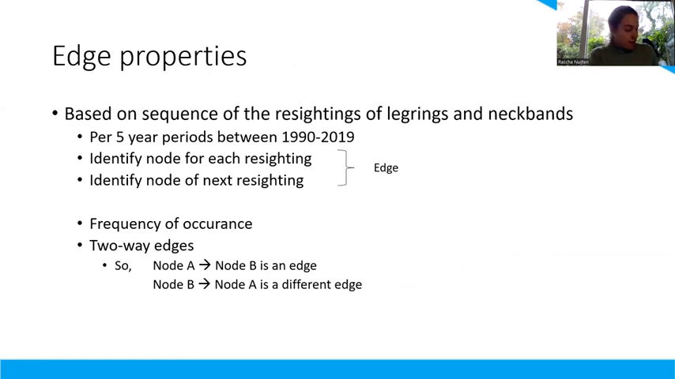So this slide might be a bit redundant, but in order to identify the links between the nodes of the network, we needed to identify the edges. We did this based on the resightings of individuals within the node and the consecutive resighting of that same individual in another node within the same winter season. If we could connect 2 nodes in this way, this connection was called an edge. For each 5-year period, we calculated the frequency that each edge was used.